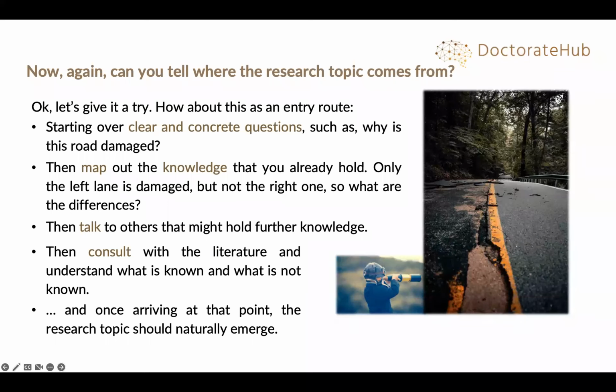Then map out the knowledge that you already hold. Only the left lane is damaged, but not the right one. So what is the difference? Why the left? Is it because that's the forest side, it's a hillside, it's the north side? Or is it because into that direction you have more heavy traffic? Or had the pavement been exchanged on that side, but badly exchanged? So what are the reasons and what knowledge do you hold?